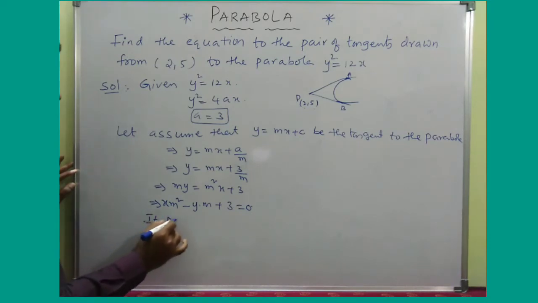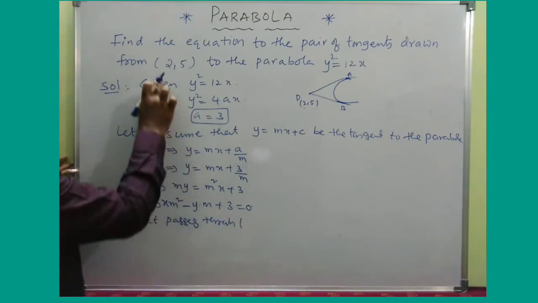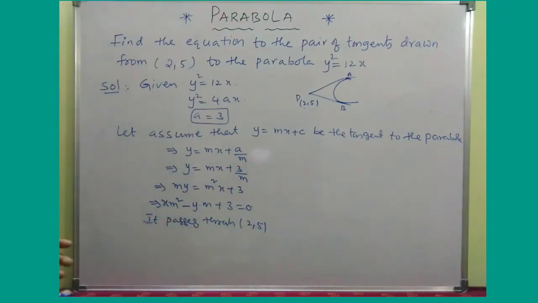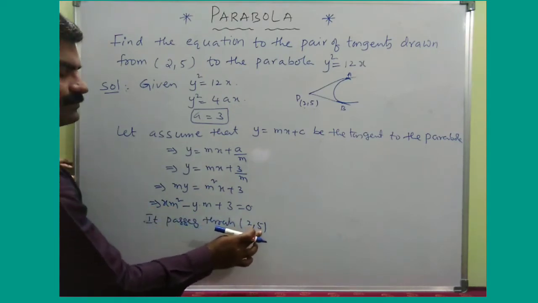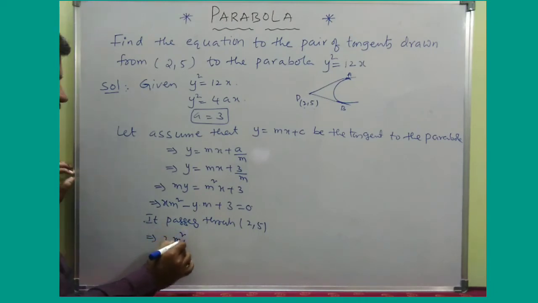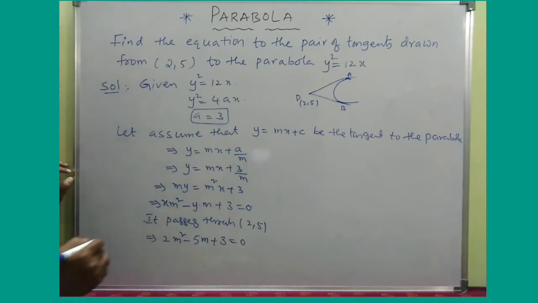It passes through the point, what is that? (2, 5). So passes through means it must satisfy. So in the place of x, I can substitute 2, and in the place of y, we can substitute 5. That is 2m square minus 5m plus 3 is equal to 0. See, we got a quadratic equation. Now m has two values, isn't it? Two roots for m. Let us factorize this.